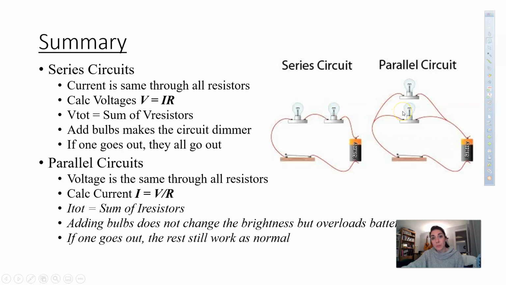In comparison, your parallel circuit reduces resistance, therefore increases current. The current splits across the wires, but keeps the same voltage, which is why they're usually brighter. And if one goes out, they still work.